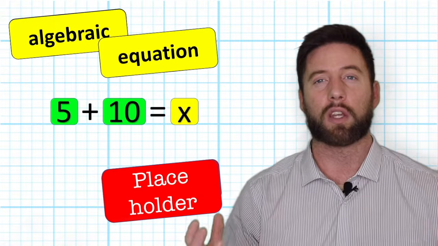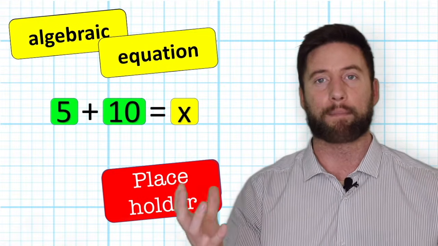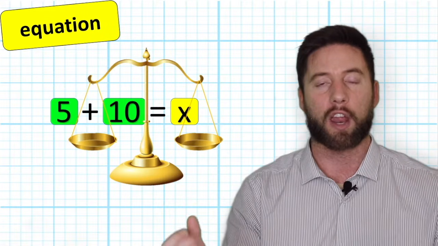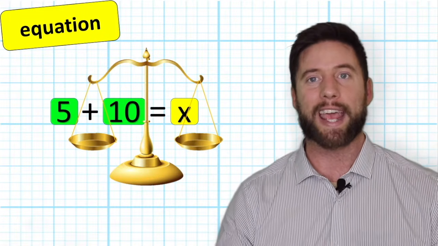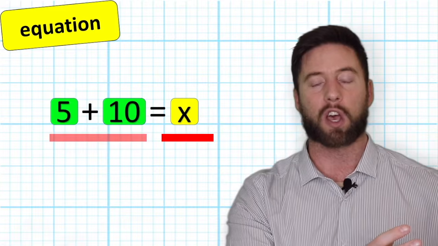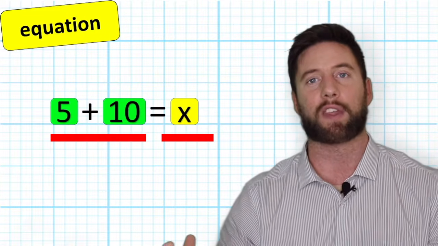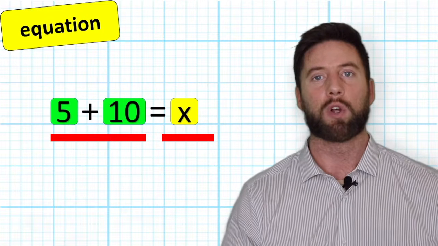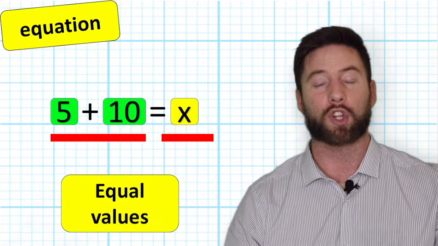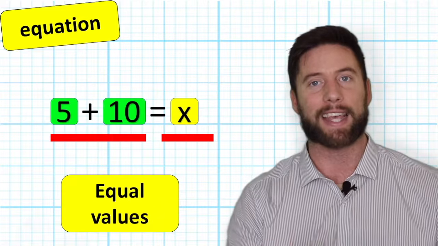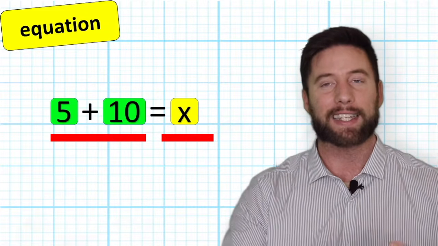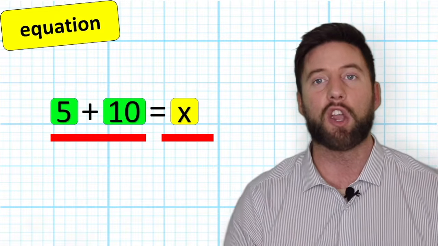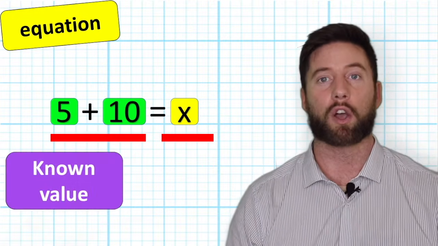An equation is just a mathematical term meaning both things are equal. Both things on either side of the equal sign are equal. So it is saying that everything on this side of the equal sign has the same value as everything on this side of the equal sign. So in this example, the equation is telling us that what's on this side, 5 add 10, the known value, has the same value as what's on this side, which is the unknown value that we are going to call x.